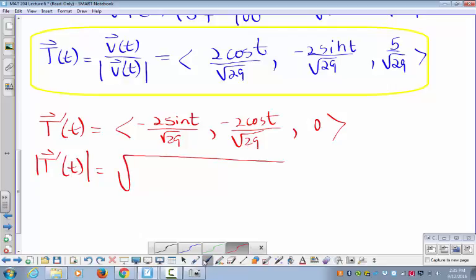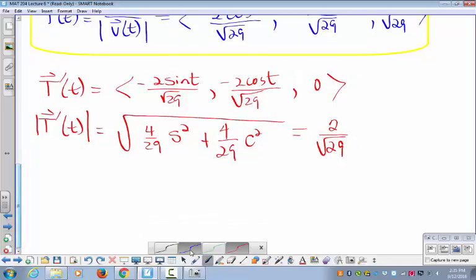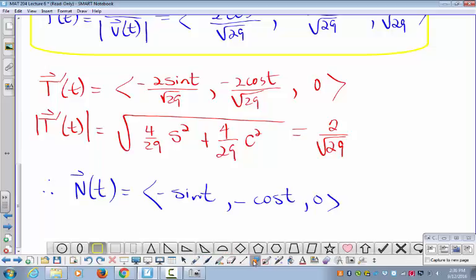Square root of the sum of squares, so that's going to be 4 29ths sine squared plus 4 29ths cosine squared. Factor out the 4 29ths, sine squared plus cosine squared is 1, so we end up with 4 29ths, and that turns into, once we take the square root, 2 over root 29 as the length of T prime. Therefore, the unit normal vector will be, we divide by that 2 over root 29, so we're going to multiply by root 29 over 2. So we're going to end up with minus sine of t, minus cosine of t, comma 0. That'll be our unit normal.